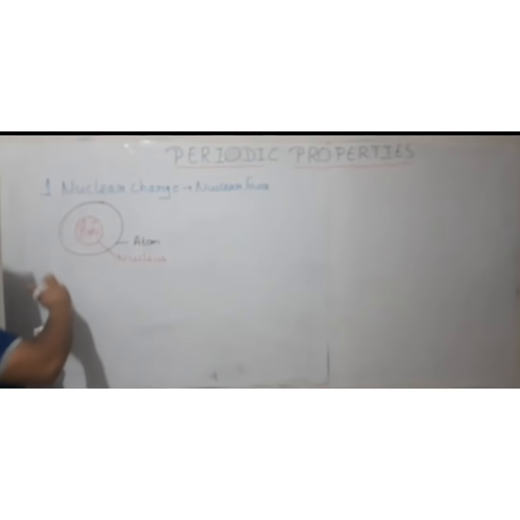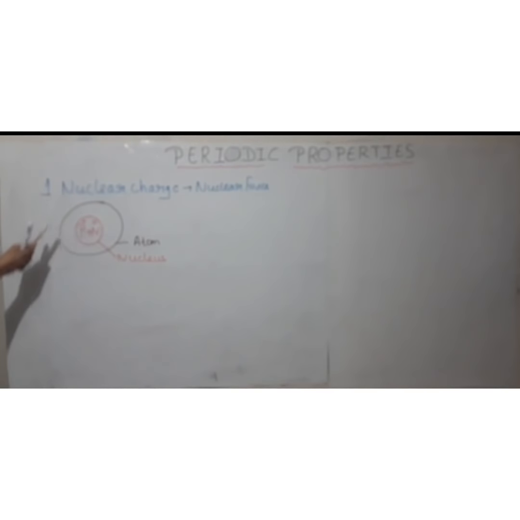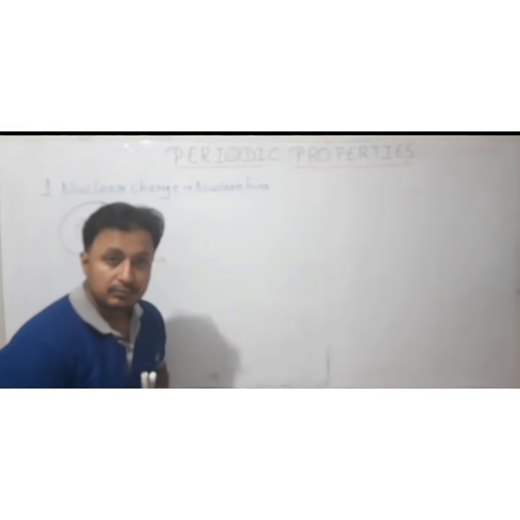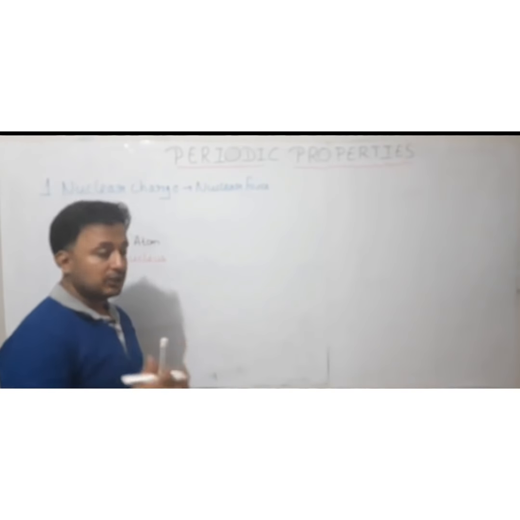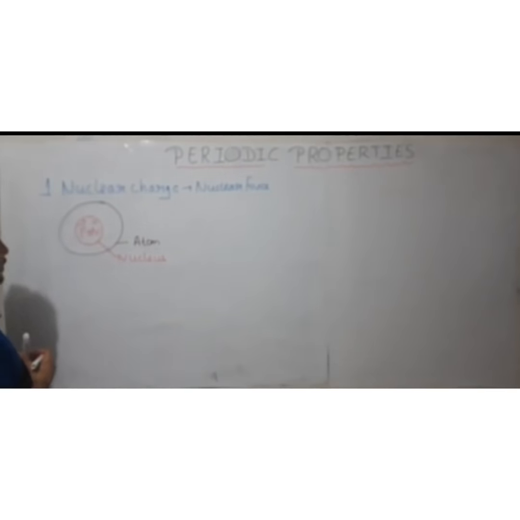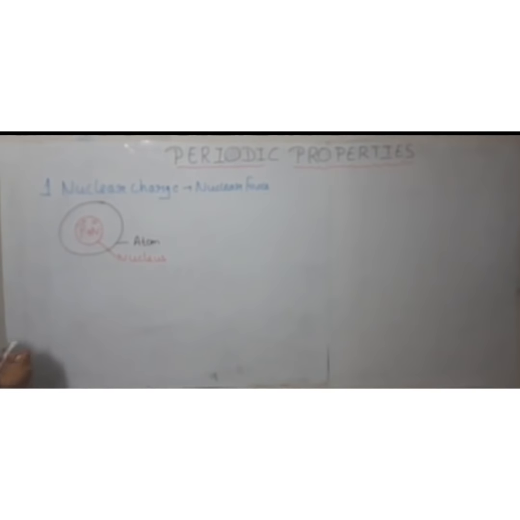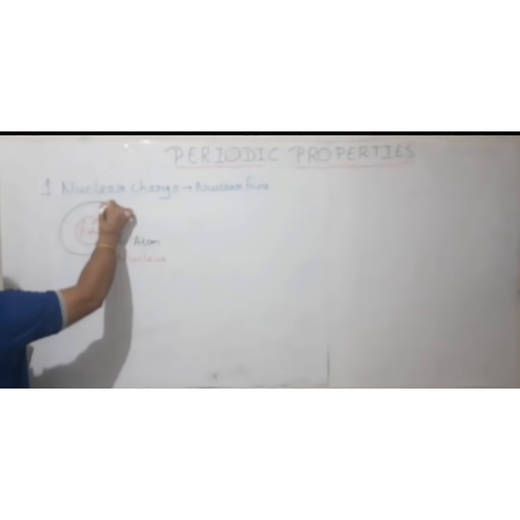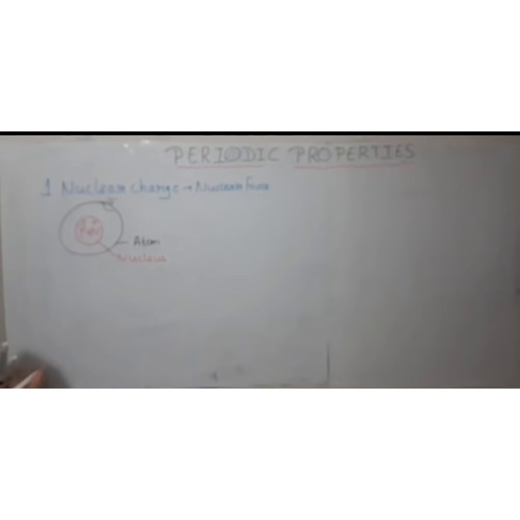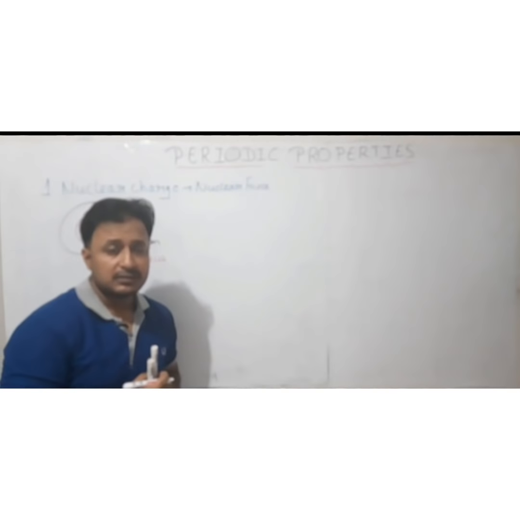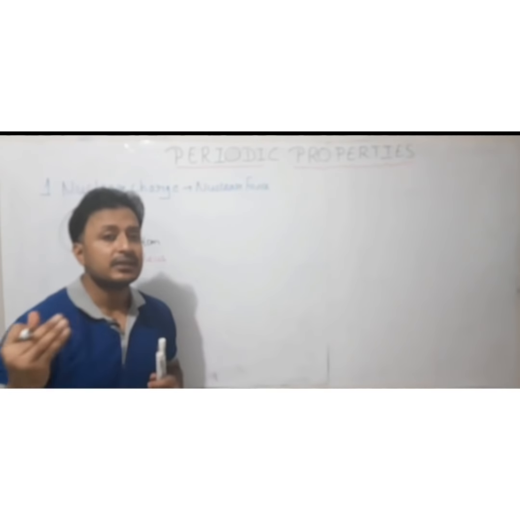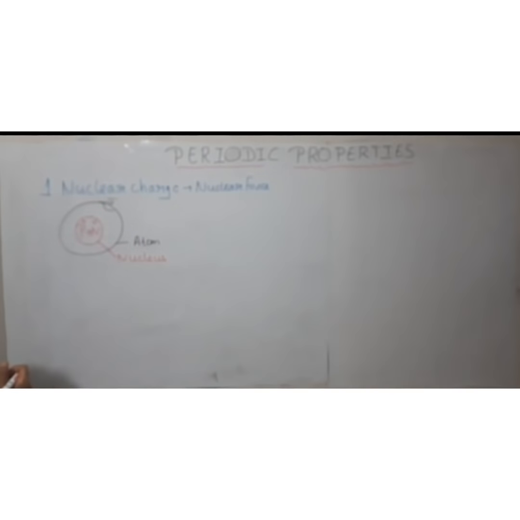Now around the nucleus, the shells are there, like K, L, M shells, you already know that. In those shells the electrons are present and the electrons are moving around the nucleus of an atom. Electrons are very light as compared to the proton, having a mass around 1/1837 times the mass of a proton, and they are negatively charged particles.